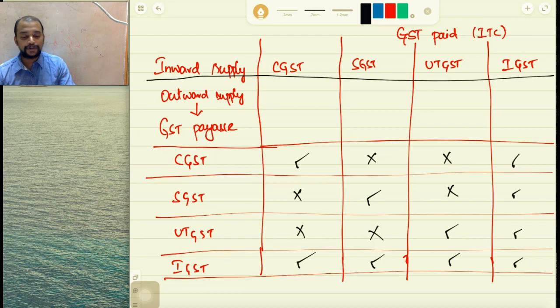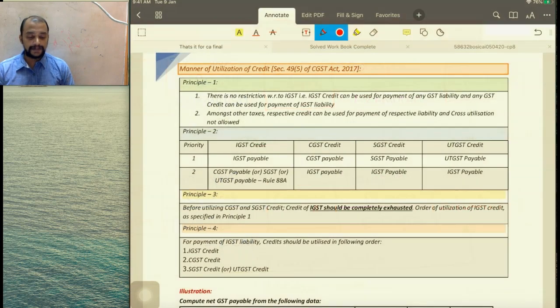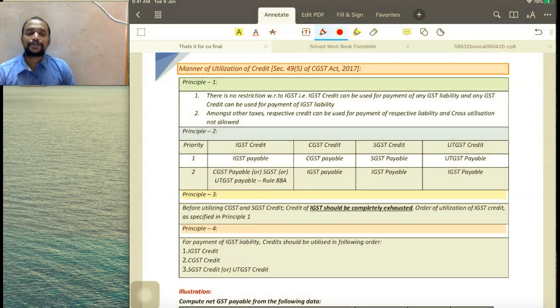So out of this, what are the 2 points that you can remember? The first point is that there is no restriction in case of IGST, means IGST credit can be used for payment of any GST liability, and any GST credit can be used for payment of IGST liability. So that's the first point in first principle.